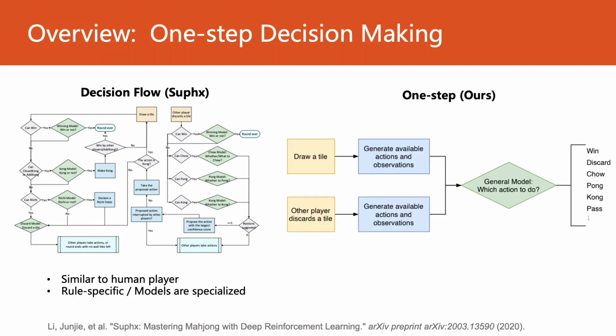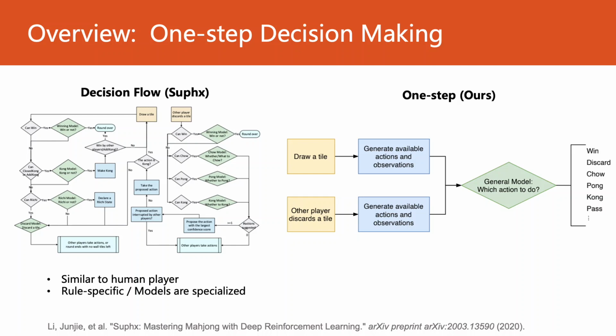So what we use here is our one-step decision-making method, in which we only use one model to make all types of decisions. In each different situation, we just generate all the available actions in this situation and the observations of the state, and change them to features and pass them to the model. And the model in one step will tell us which action to choose.